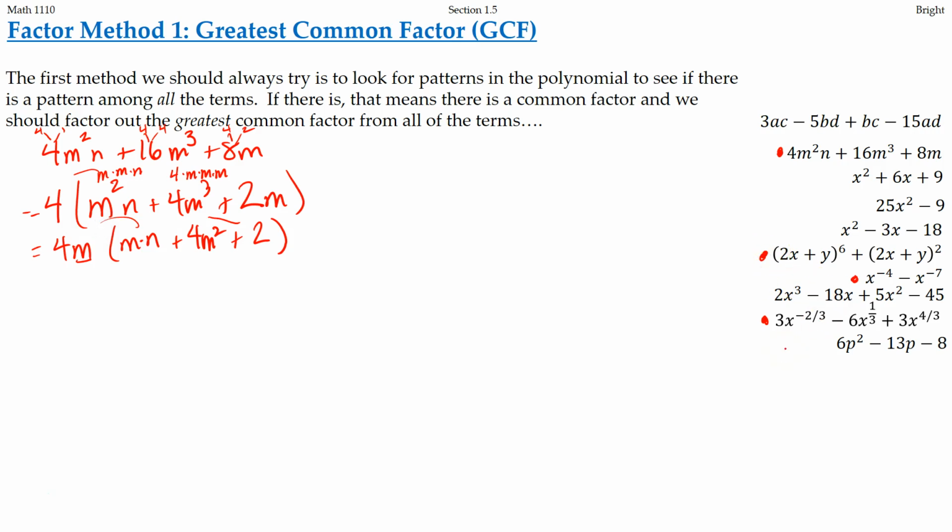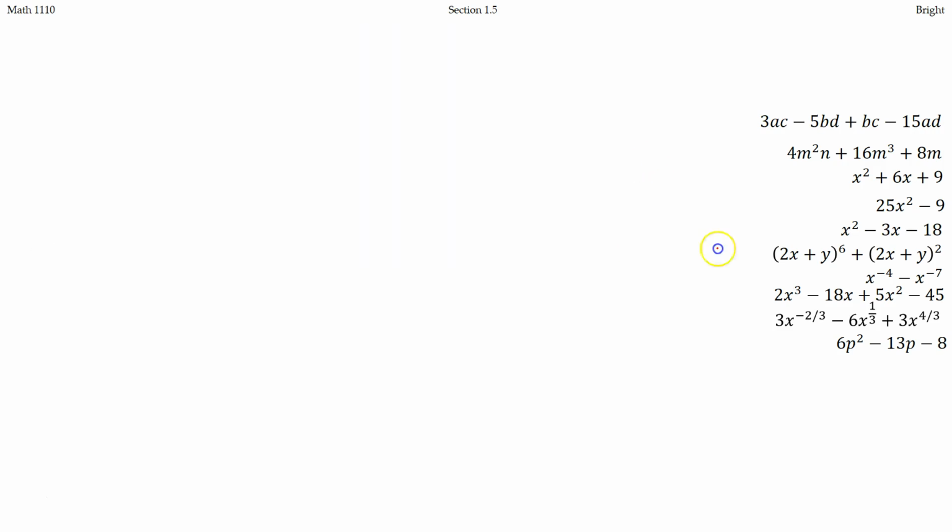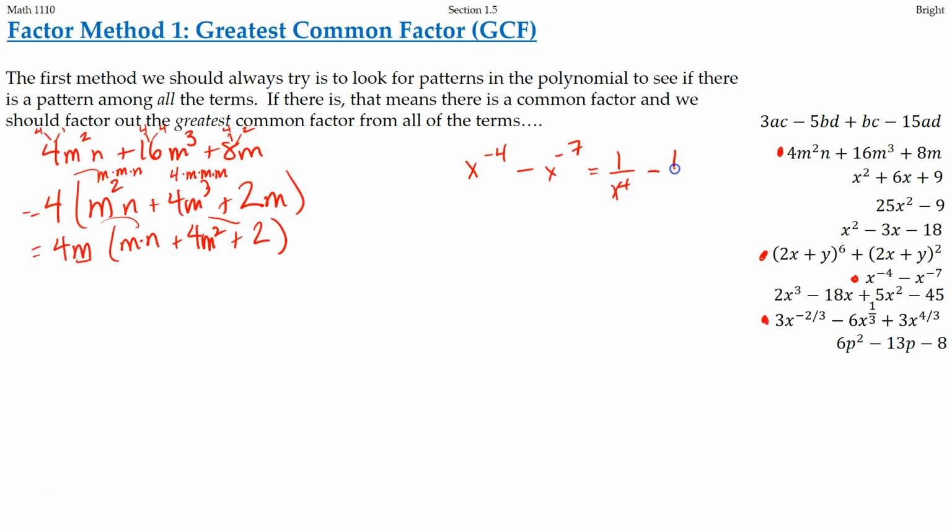I'm going to do one that's a little bit more challenging in that it's not quite apparent what the common factor is. Okay, so there's an x to the minus 4 and x to the minus 7, and if you want to write this as 1 over x to the 4th minus 1 over x to the 7th, I'm totally okay with that, because that's what it means.